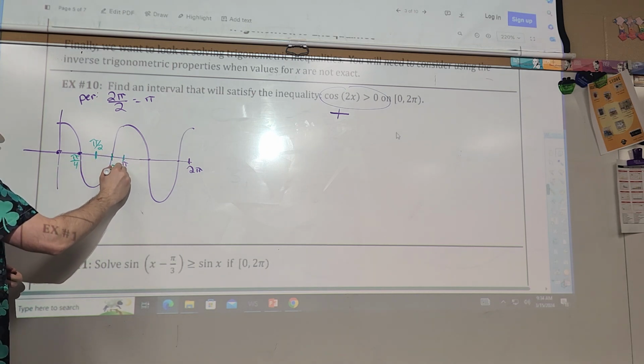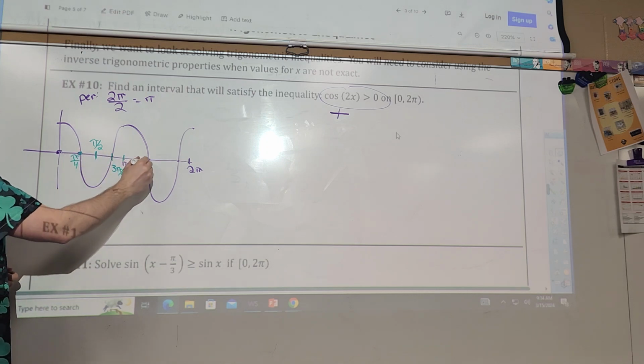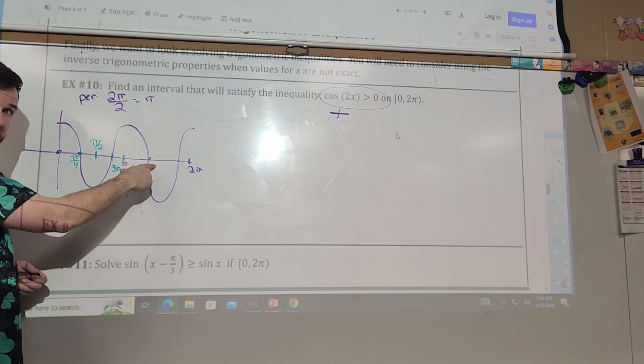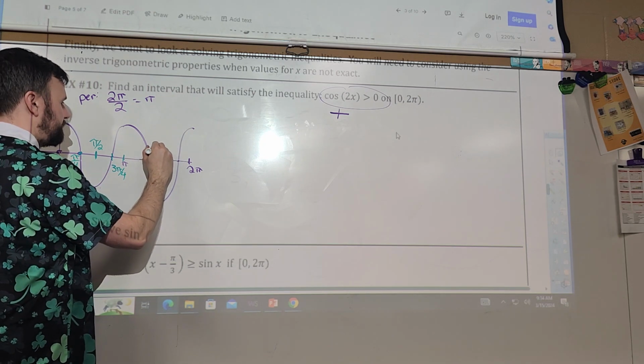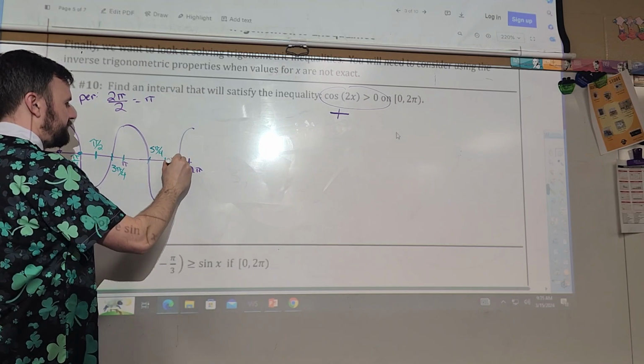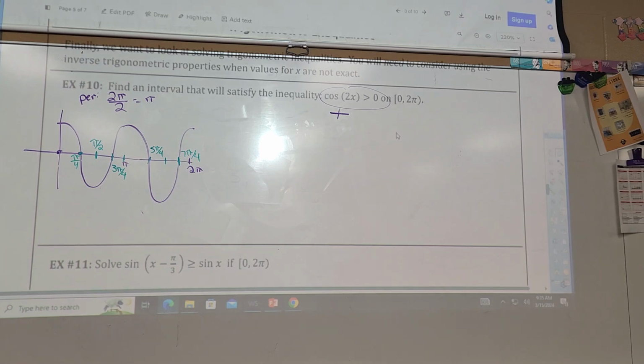This one's 3 pi over 4, right? This would be 4 pi over 4, 5 pi over 4, 6 pi over 4, 7 pi over 4. You see what I did there? I just took my smallest interval and I kept adding it to itself.